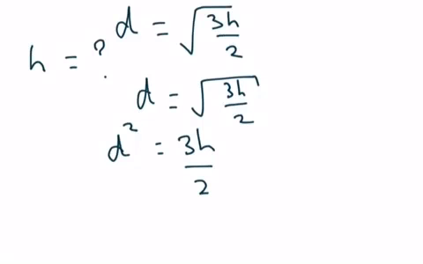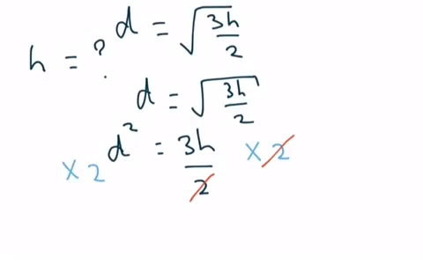And now we've got 3h over 2, so the opposite of divide is to multiply. So if I multiply the right-hand side by 2, then we've got to do the same thing to the left-hand side. So the right-hand side, the 2 and the 2 are going to cancel out to leave us with just 3h.